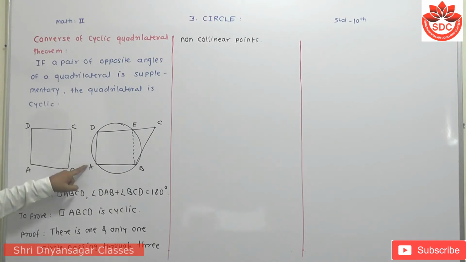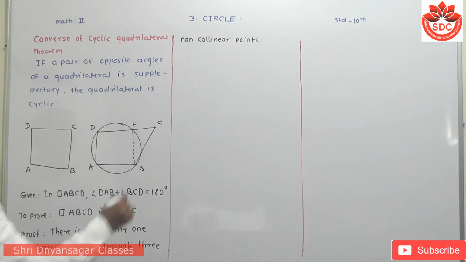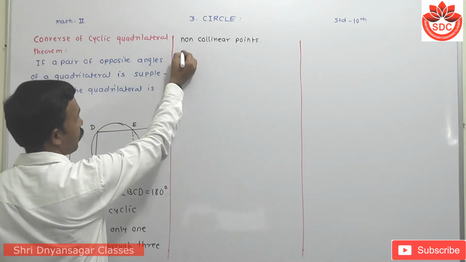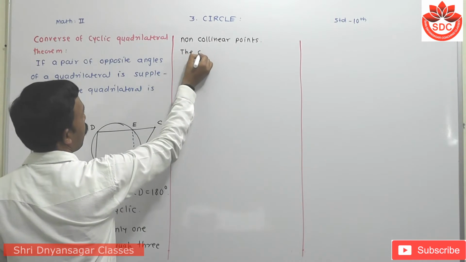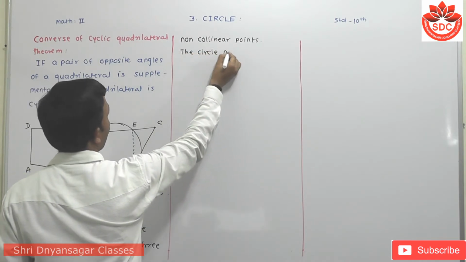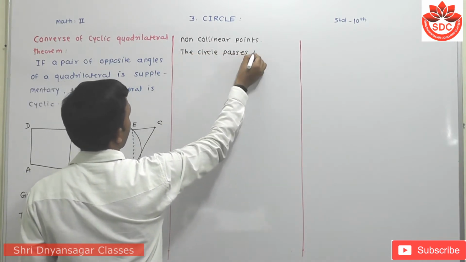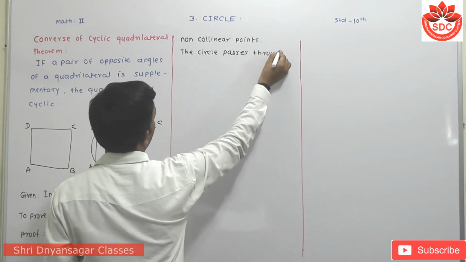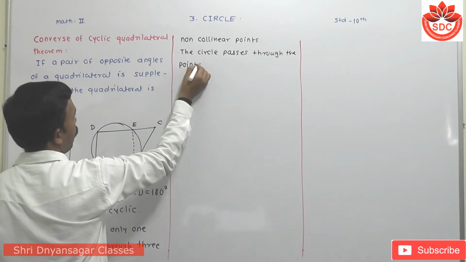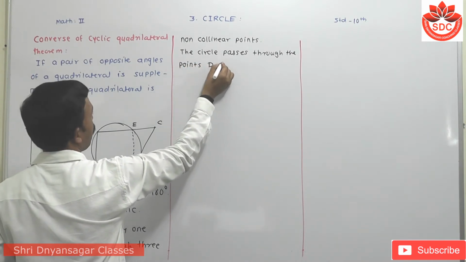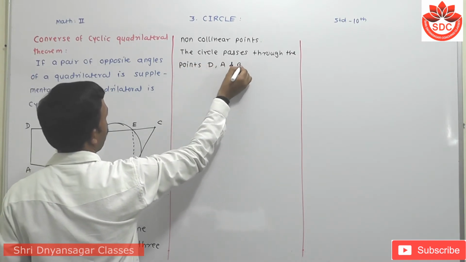Therefore this point D, A, B lies on the circle. Therefore the circle passes through the points D, A, and B.